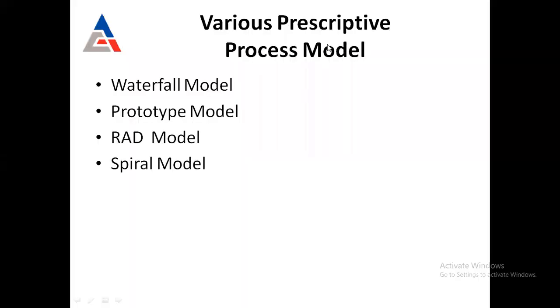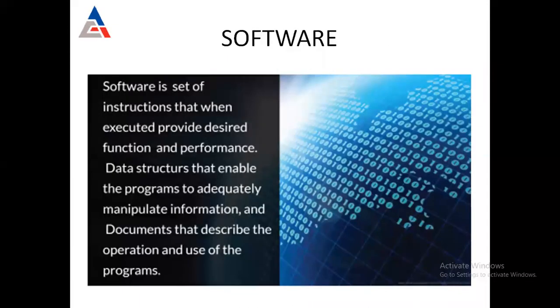The various models that come under the prescriptive model are waterfall model, prototype model, rapid application development model, and spiral model. So these are the four models. Today we go for only the waterfall model, and the rest of the models we will do in the coming lectures. So let's start with it.